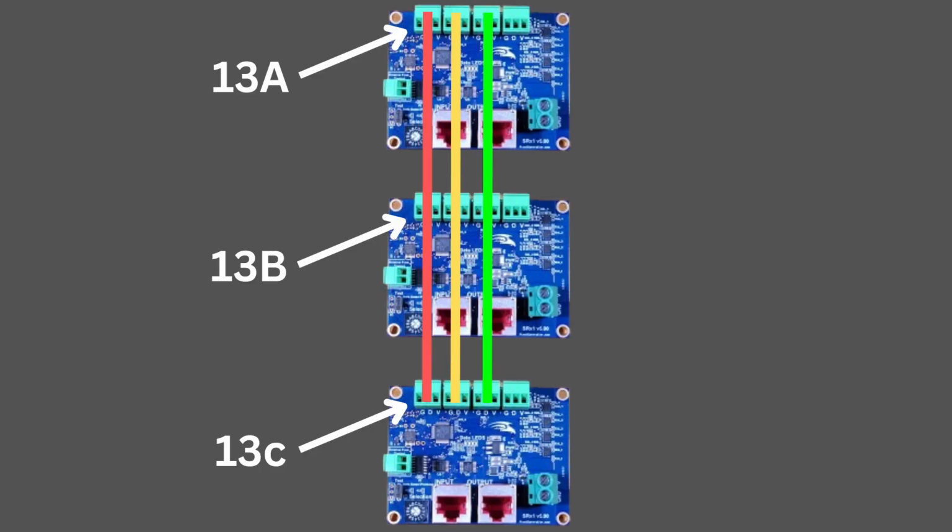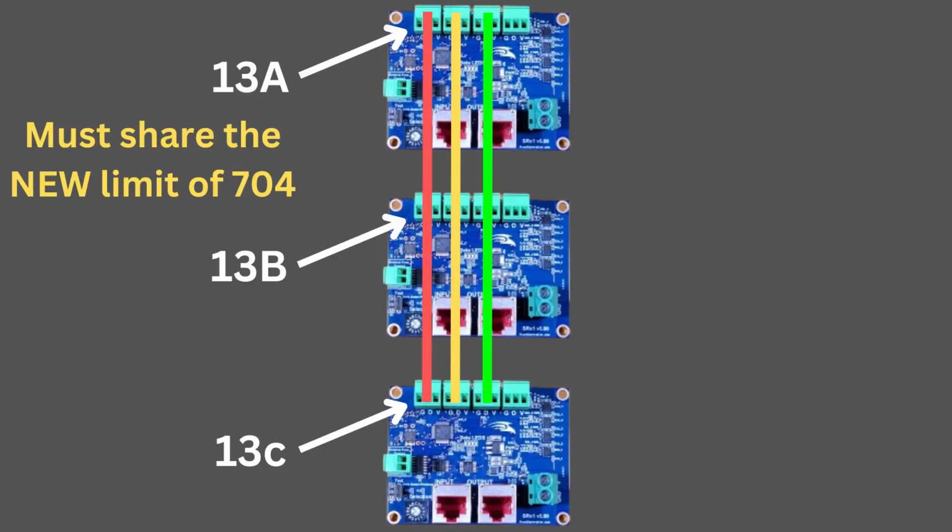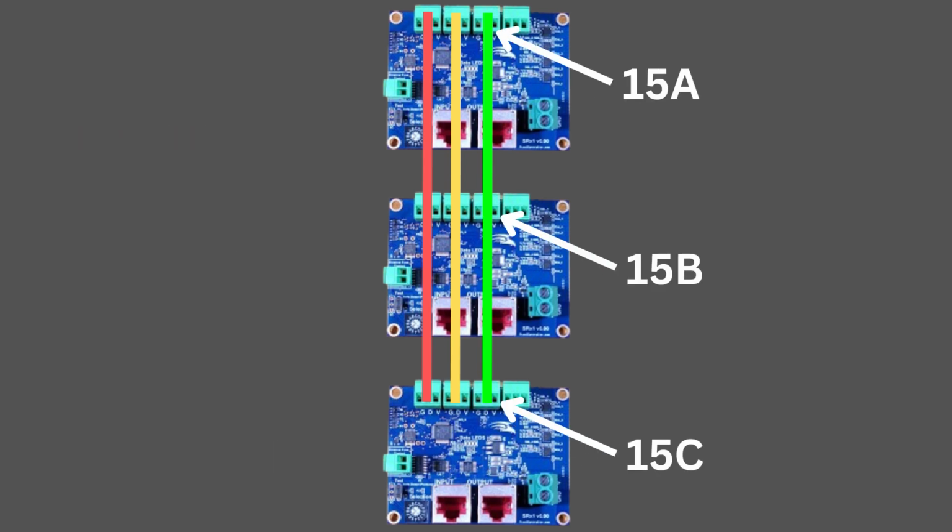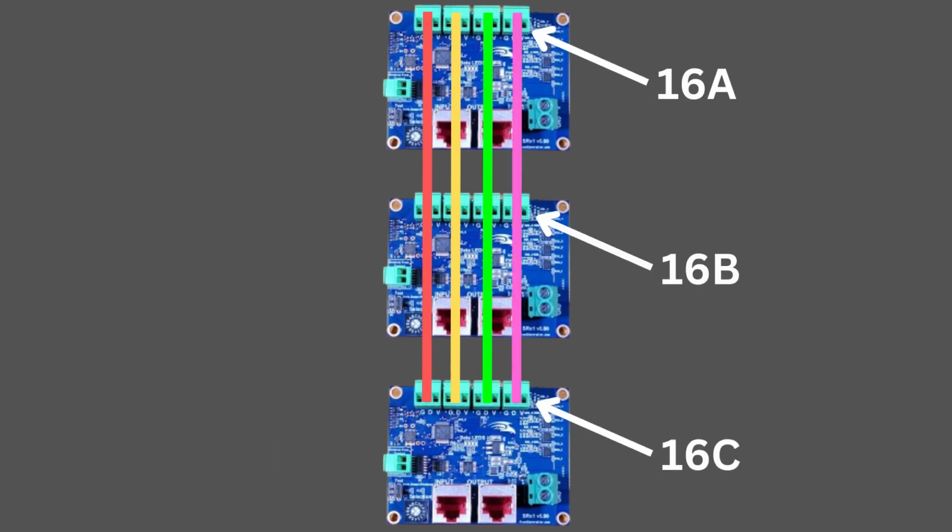The most important thing though is that you just need to remember what the limit is per port. Right now the limit's 1024 because we're running the controller in 32 port mode. But if we turn it to 48 port mode and activate those middle receiver outputs, each port only gets 704 pixels now, meaning that 13A, B, and C must share the new limit of 704. Same with 14A, B, and C, 15A, B, and C, and 16A, B, and C.